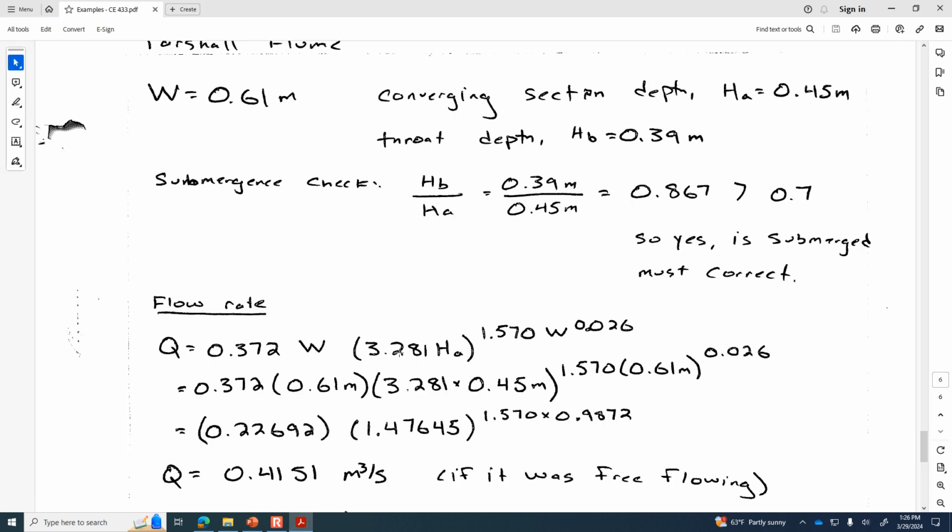Okay, so just to recap, we checked the submergence. It's above the allowable limit, so we know that we're going to have to do a correction after calculating the free flow rate. And so for the H sub A value being 0.45 meters, the free flow capacity is 0.4151 cubic meters per second. Did anybody else get that as well? Only two people? No, I saw some nodding heads. All right, so we have broad agreement that that's right.